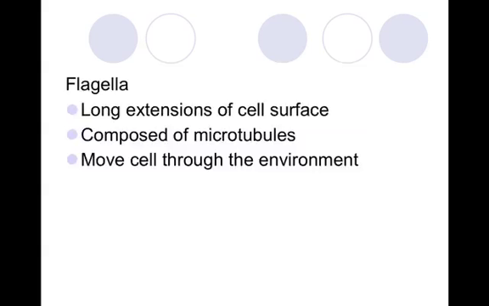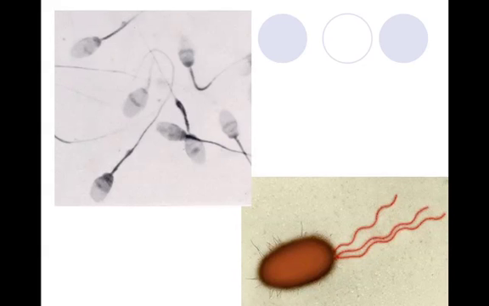Flagella are long extensions, like in that prokaryotic cell that we looked at. They're long extensions of the cell surface. They're composed of microtubules, and they help the cell move through its environment. Here are examples of the flagella, the long ends there. This one on the bottom right also has some cilia.